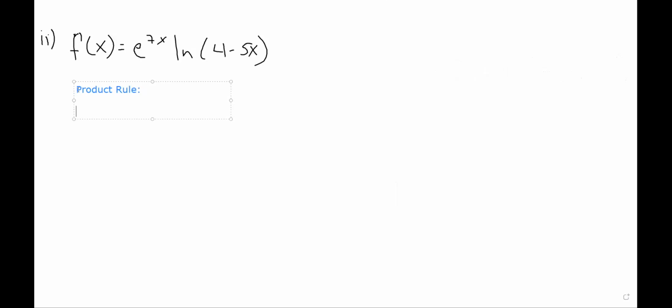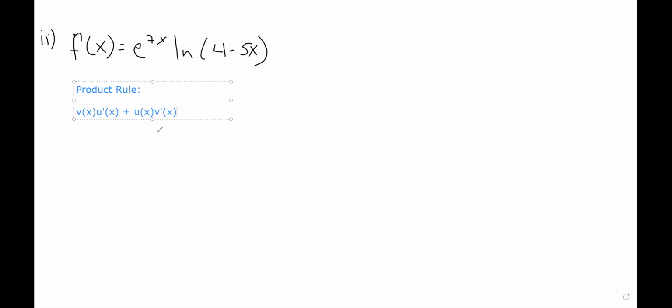So the product rule, as we know, is our second function of x multiplied by the derivative of our first function of x, plus our first function of x multiplied by the derivative of our second function of x. That is our product rule, right?